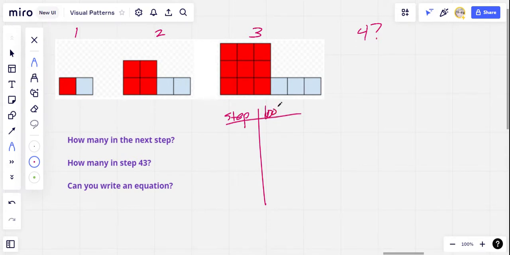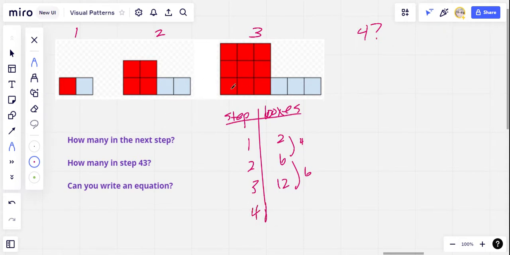So we'll write the steps in the boxes. So in step 1, we have just 2 boxes. In step 2, we have the 4 plus 2 more, so that's 6. In step 3, we have these 9 plus 3 more, so that's 12. And what we usually do is look at the differences between the steps. So 6 minus 2 is 4. 12 minus 6, so that is 6. So these are not the same.